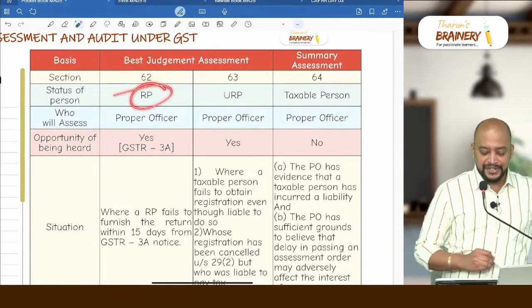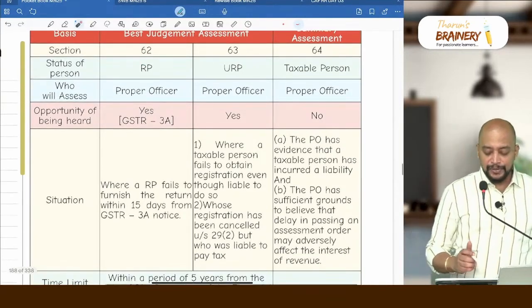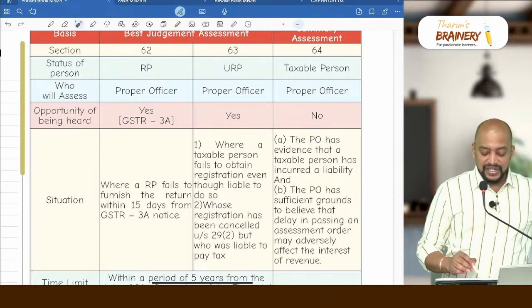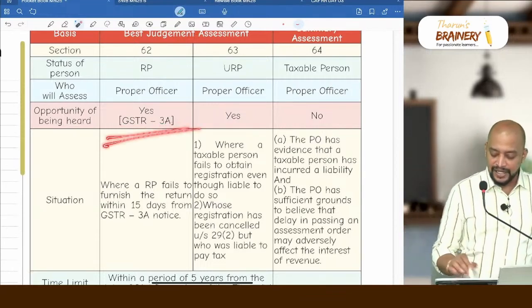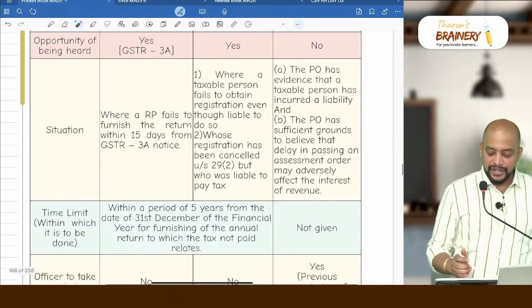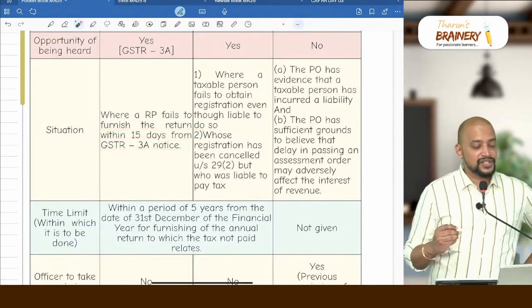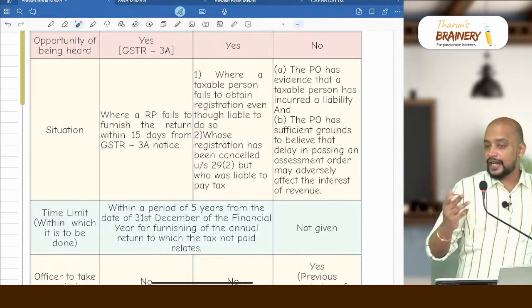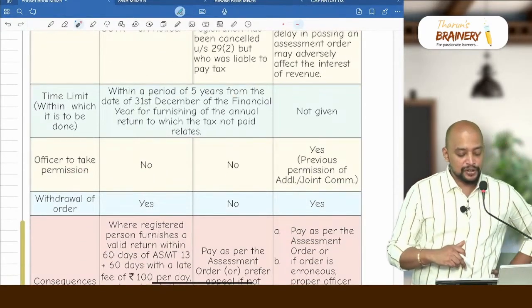Status of the person: registered person. Who will assess? Proper officer will assess. Opportunity of being heard, yes. And GSTR 3A is the notice, not a separate notice here, but it is a notice under GSTR 3A. Situation: where a registered person failed to furnish the return within 15 days from GSTR 3A notice. I told you already.